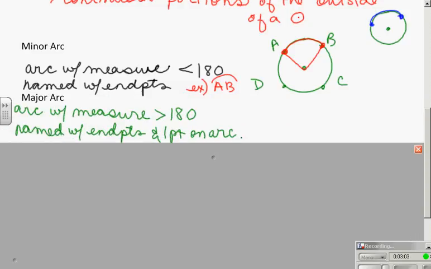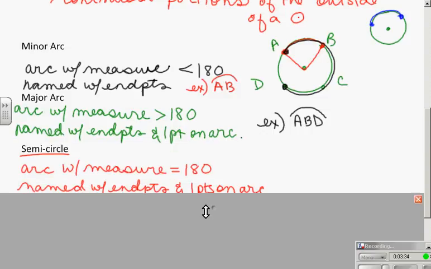When I go to talk about a major arc, it's an arc with a measure greater than 180, and it's named with the endpoints and one point on the arc. So an example of a major arc would be A, B, D. Or I could call that same arc ACD, but it gives me the direction and tells me which way and how far around to go.